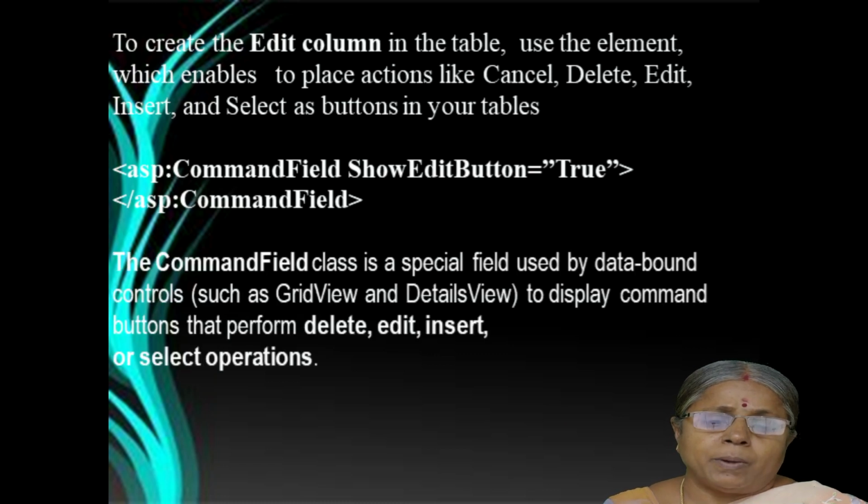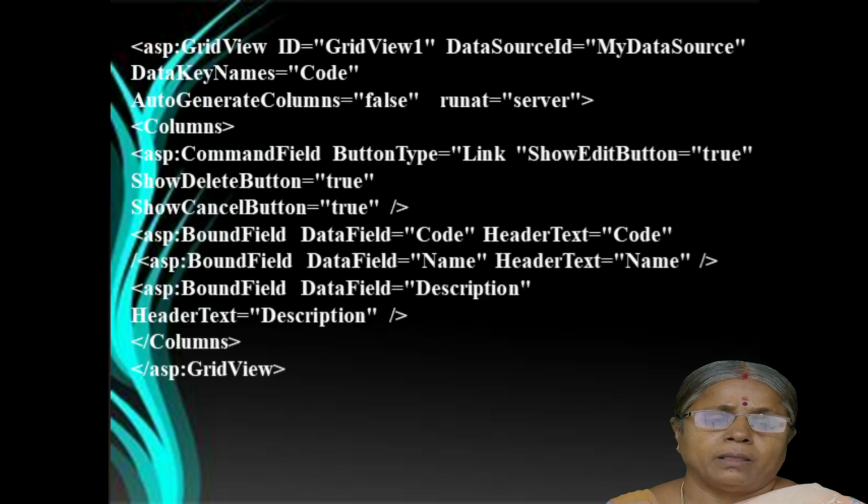The purpose of using command field is that it's a special field used by a data bound control to display the command button to perform delete, edit, insert or select operations. The syntax for specifying more than one command field is that we can specify more than one command field tag within the columns tag, used to access the commands within the grid view.